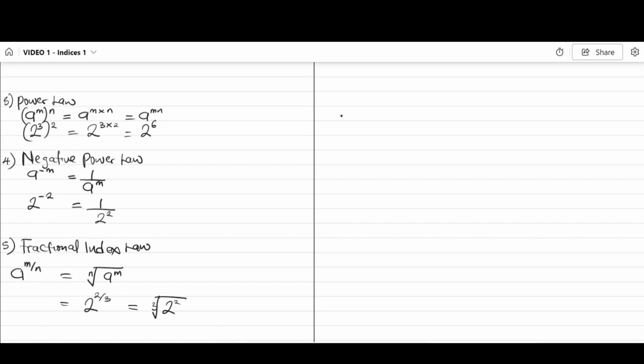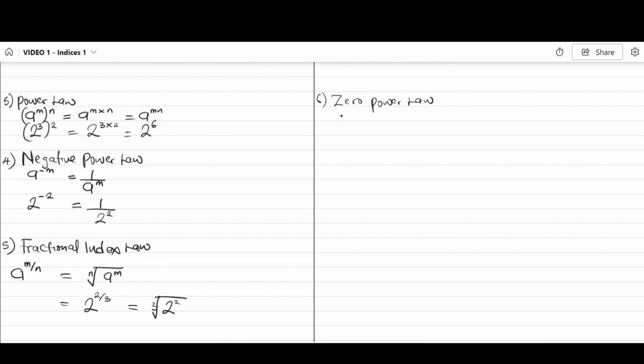The sixth law we have is known as the zero power law. The law states that if any non-zero base is raised to the power of 0, it is equal to 1. So we say if any non-zero base is raised to the power of 0, that value is equal to 1.